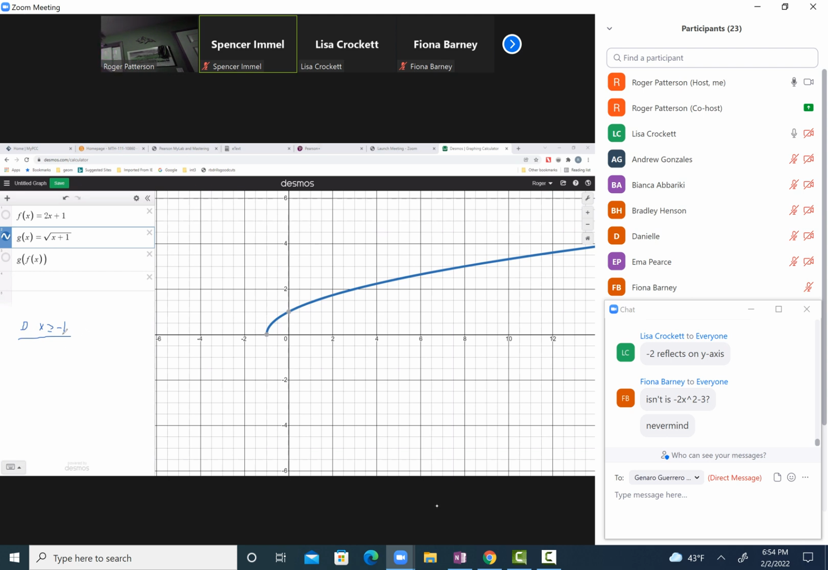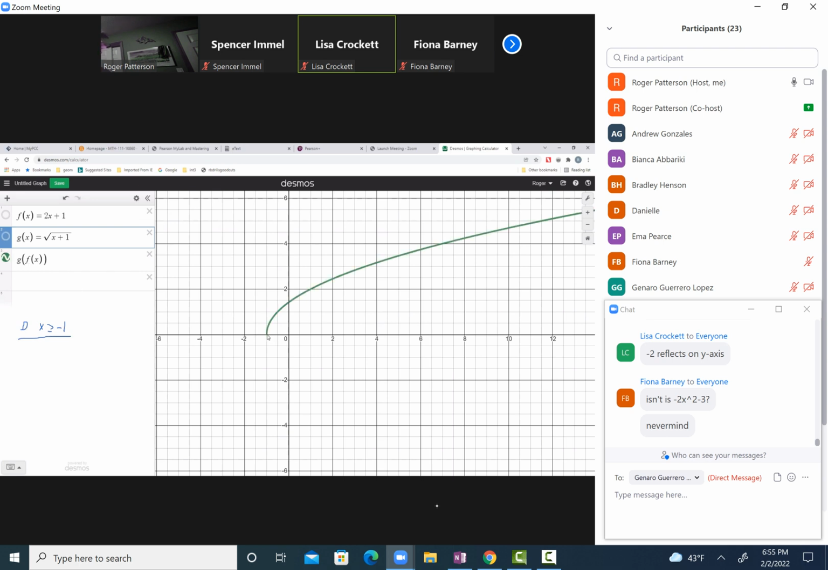So anyhow, let's check this out. So now what we're going to do is say, since this domain is different, it's not all real numbers, it's kind of restricted, let's graph the composition this time. Now let's see if Desmos does it right. All right, and see what we get. Oh, there it is. So you see how it has to start at -1, okay, when it does that composition.